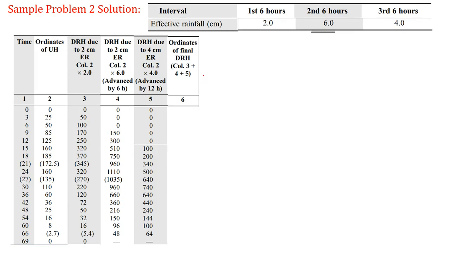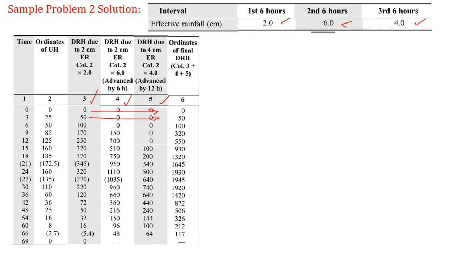So, next is, para malaman natin yung combined effect ng values of effective rainfall for the first 6 hours, second 6 hours, the third 6 hours. So, ipa-plus lang natin yung DRH for the first 6 hours, second 6 hours, and the third 6 hours. So, lahat ng to, pa-plus lang natin. So, 0, second row is 50 lang, third row is 100 lang, fourth row is 170 plus 150, that's 320, and so on.